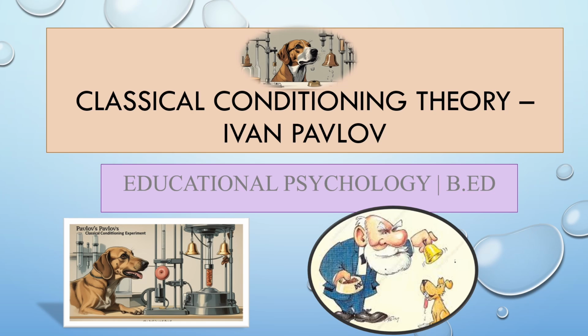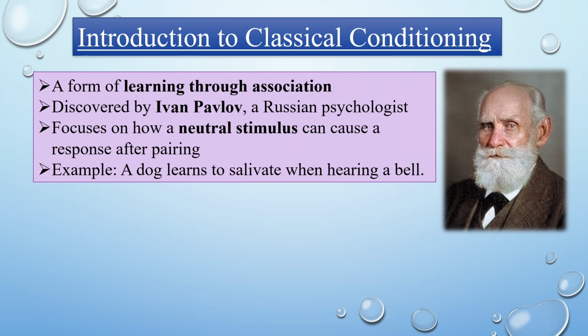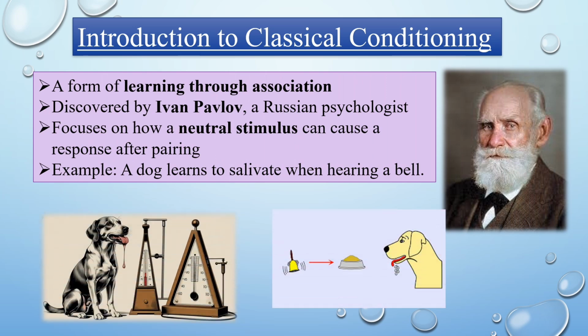Classical conditioning is a type of learning that occurs through association. It was first discovered by the Russian psychologist Ivan Pavlov. In this process, a previously neutral stimulus starts to trigger a response simply by being paired with a stimulus that naturally brings about the response. In simple words, it's learning through repeated connections.